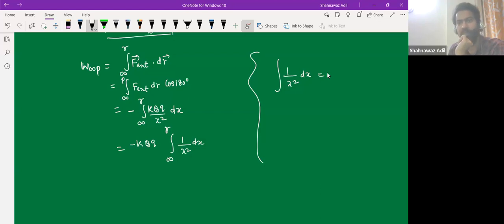Guys, what would be this integral? We have already done this integral, and it is a very important integral. You guys remember it?